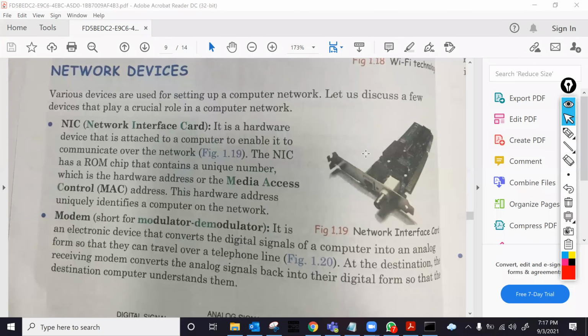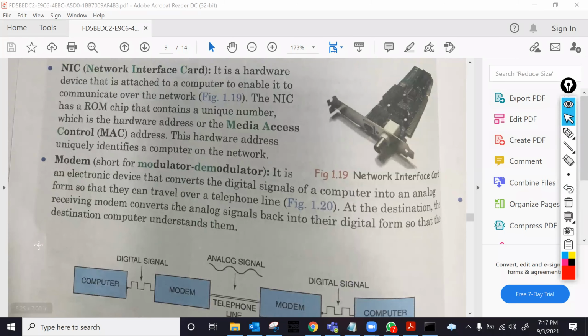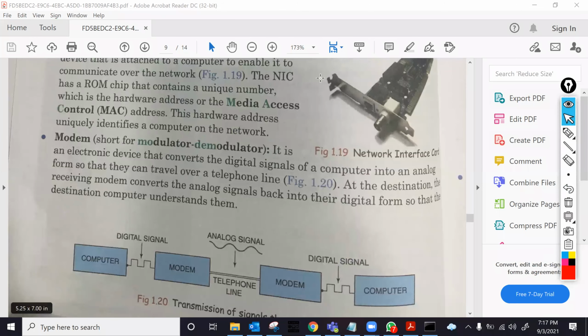Now we'll just go through this. Modem is a short form of modulator, demodulator. An electronic device that converts the digital signal of the computer into the analog signal, so it can travel over the telephone line. At the destination, the receiver modem converts the analog signal back to its digital form so that the destination computer can understand.